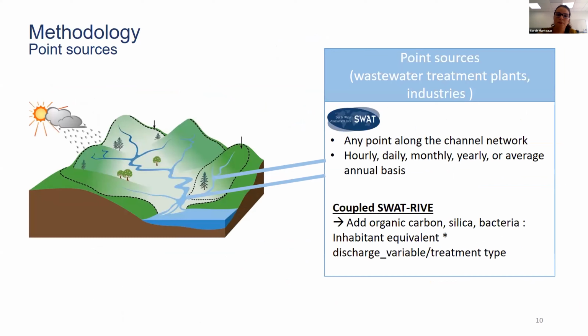The other inputs for RIVE are point sources. There will be no problem, because SWAT already takes into account the point sources, but we will need to add the variables that are not in SWAT, like organic carbon, silica, or bacteria.